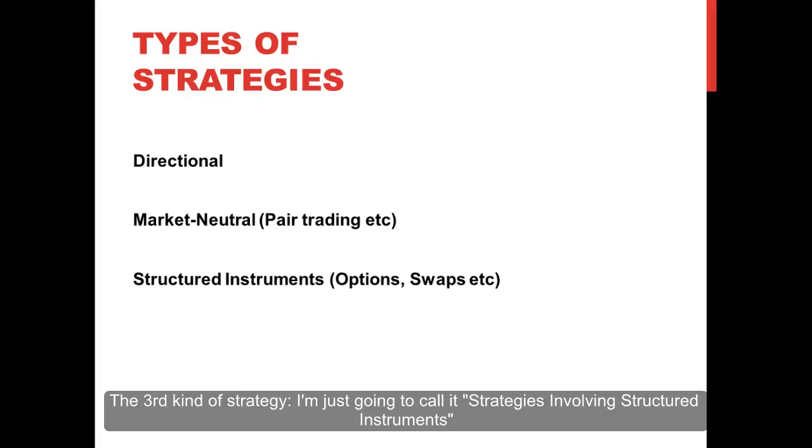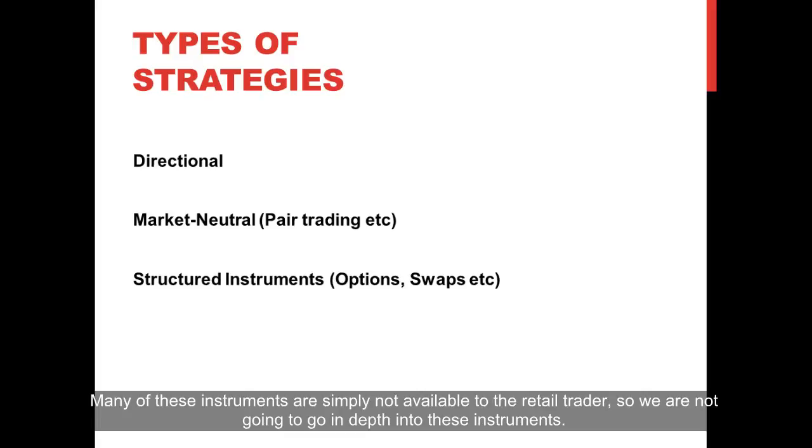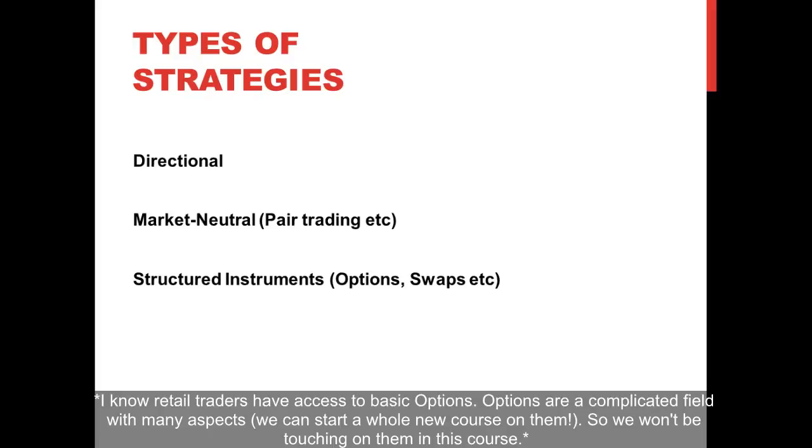The third kind of strategy is, I'm just going to call it strategies involving structured instruments. These are options, swaps, any kind of structured asset, collateralized debt obligations, and so on and so forth. A lot of these instruments are simply not available to the retail trader. So we're not going to go into these instruments.